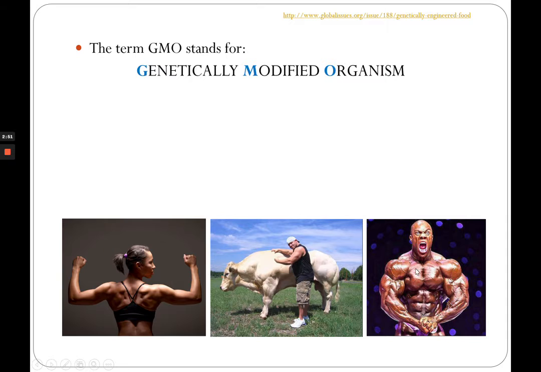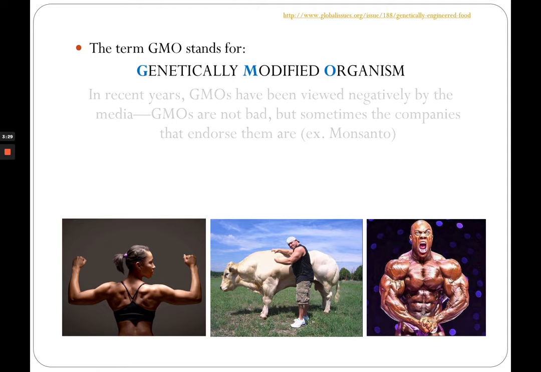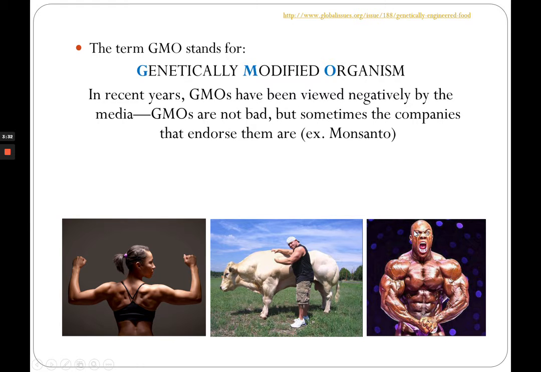So one of these three images here is based on an organism that has its genes altered or manipulated artificially in some way. Is it the first image here of the woman showing off her back muscles? Is it the image of this guy with his pet cow? Or is it this Ripley looking dude, who seems to be like a championship bodybuilder? Which one has been genetically modified, if any? Well, this is the problem.